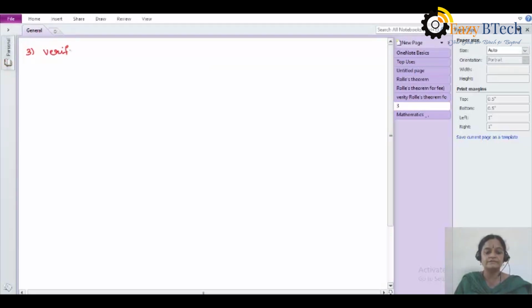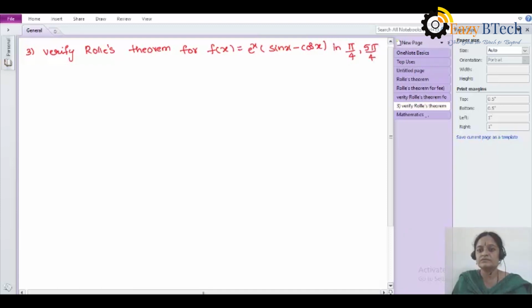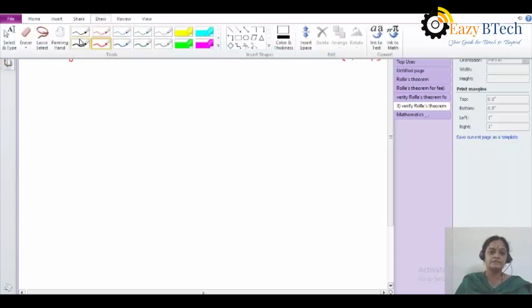Verify Rolle's theorem. Verify Rolle's theorem for f of x is equal to e power x (sin x minus cos x) in the interval pi by 4 comma 5 pi by 4. The solution.